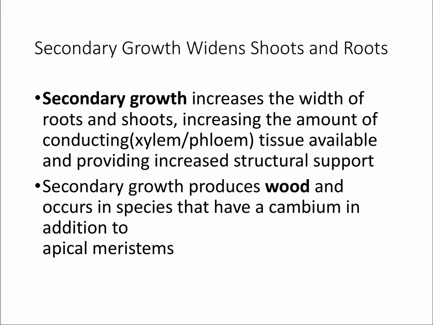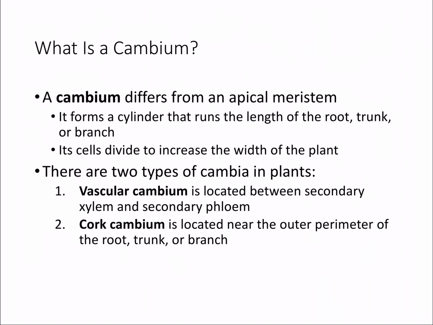Okay, so let's look at the cambium. Different than an apical meristem, it makes a cylinder that runs the length of the root, the trunk, or the branch. Cells divide to increase the width of the plant. I'm sure you've seen this before, where you have a tree and it's growing, and at every level of growth, the cambium gets wider, and you see the rings inside of the tree. You can determine the age of the tree by looking at those. There's two types of cambia in plants: vascular, located between the secondary xylem and secondary phloem, and the cork cambium, located near the outer perimeter of the root, trunk, and the branch.